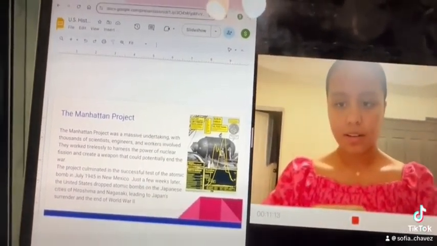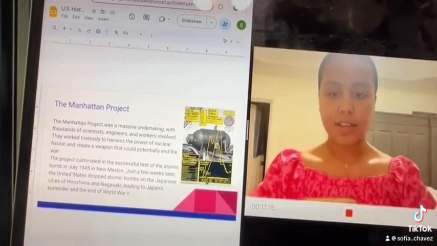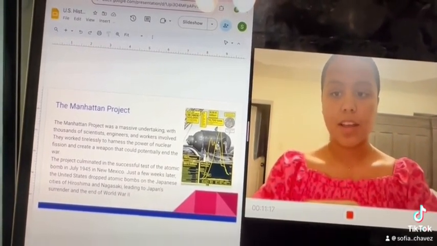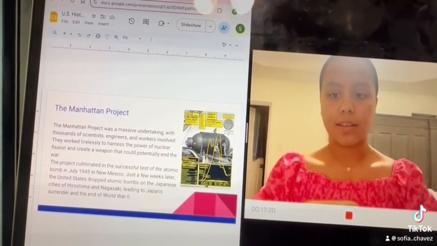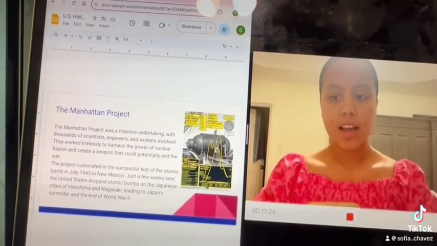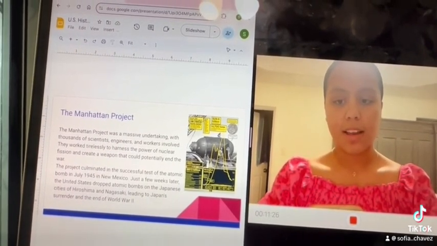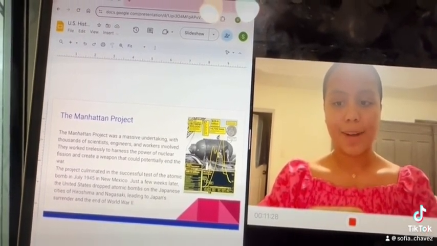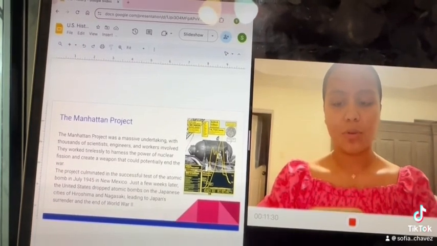The project culminated in the successful test of the atomic bomb in July 1945 in New Mexico. Just a few weeks later, the United States dropped atomic bombs on the Japanese cities of Hiroshima and Nagasaki, leading to Japan's surrender and the end of World War II.